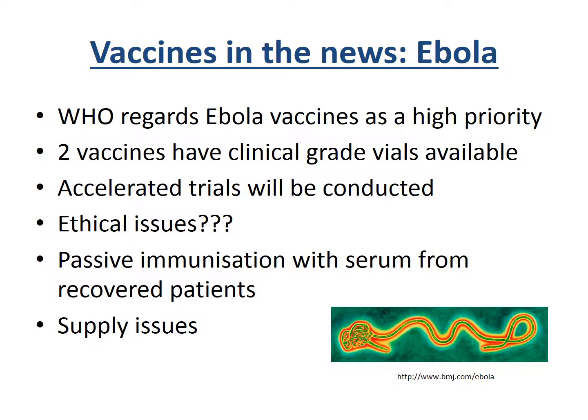Ebola recently came back up in the news, which excites me because I'm a nerd. The WHO regards Ebola vaccines as a high priority, and that's because the transmission rates of Ebola, it just spreads so quickly, and the vaccine is the most effective way of stopping that. So 2 vaccines had clinical grade trials available in the last Ebola outbreak in Liberia, and they've just used those again in the new one that happened about 6 weeks ago. They brought those vaccines out again and vaccinated people, and it stopped the outbreak of Ebola very quickly.